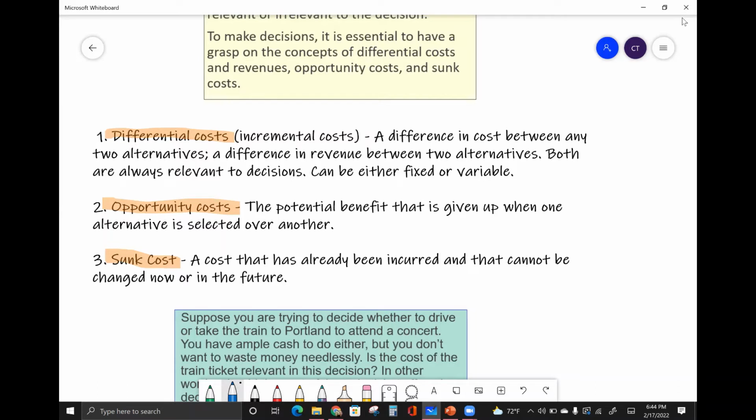Then we have opportunity costs. The potential benefit that you're giving up when one alternative is selected over another. So there's always an opportunity cost in every decision that we make. Tonight, coming to class, you had an opportunity cost. What are you missing out on because you're here? That was an opportunity you could have had, but now you're here learning instead, which is going to pay off. So stay in school.